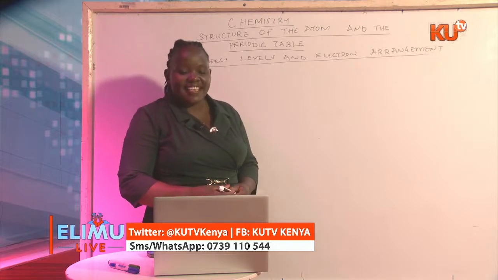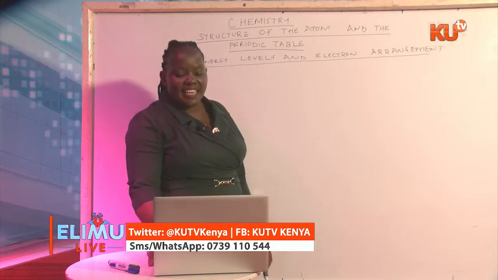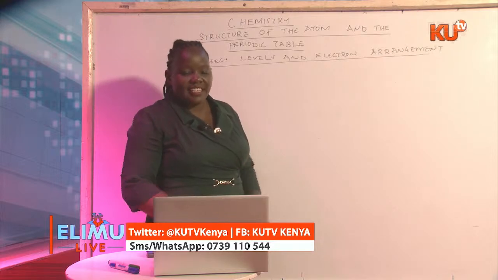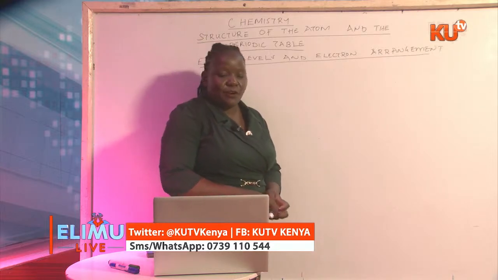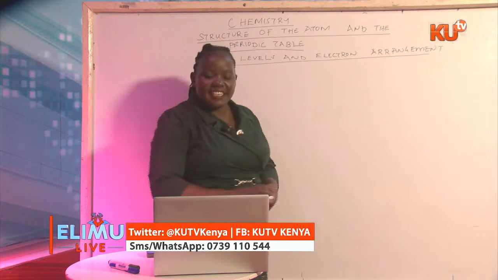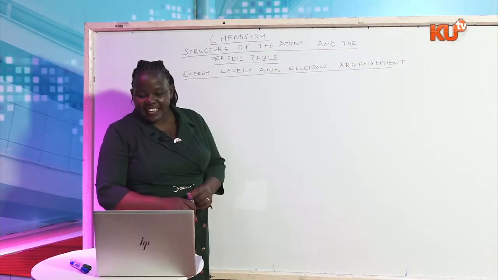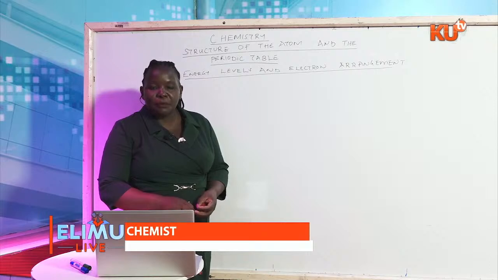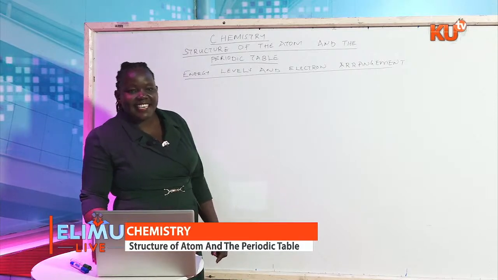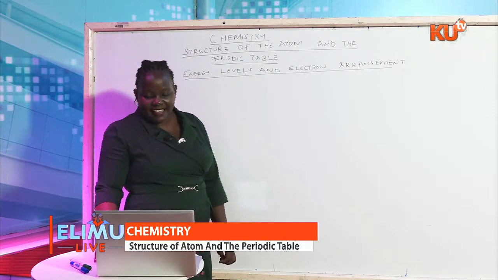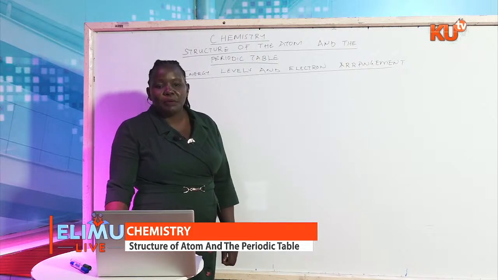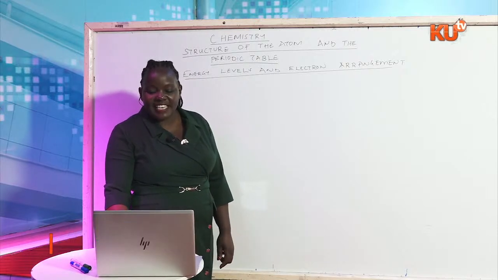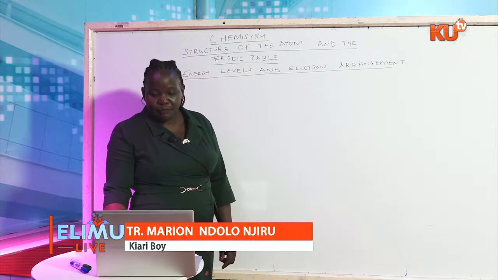The subtopic is energy levels and electron arrangements. The objective or aim of this lesson is that by the end of the lesson, as a learner, you should be able to arrange electrons in the energy levels. Number two, you should be able to represent the electrons in a diagram.